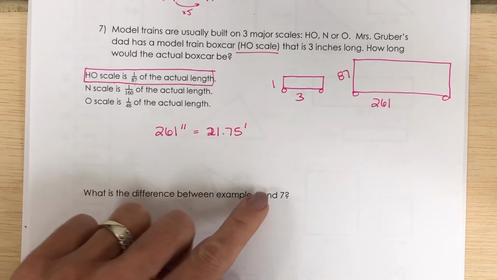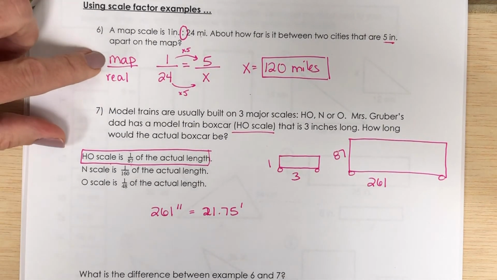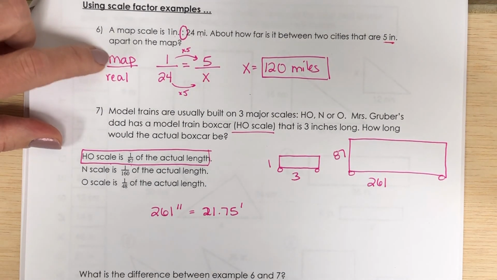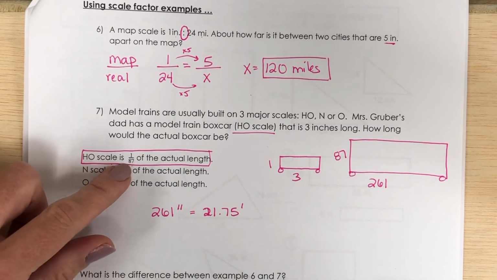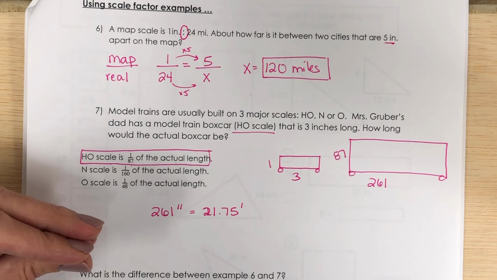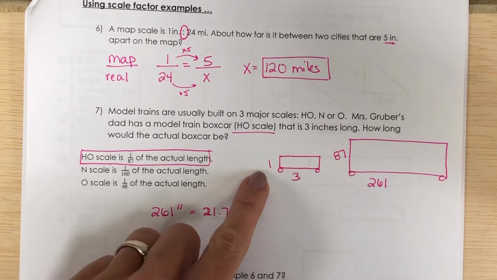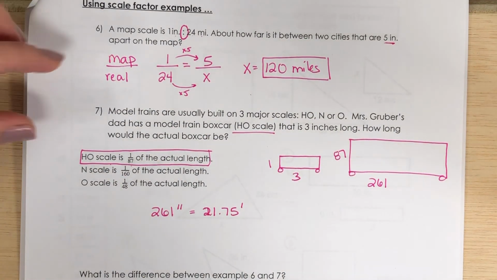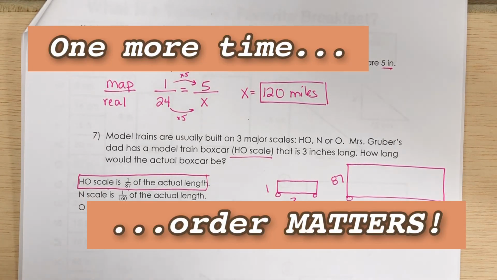What's the difference between example 6 and 7? Example 6, our ratio is actually in 2 different units. So I have inches versus miles. Here, when I'm taking 1/87th, I'm actually keeping them in the same unit. So if this is 1 inch, this would be 87 inches. If this is 1 foot, this would be 87 feet, so on and so forth. But you can set up proportions using both of them. Just be aware of what your units are.